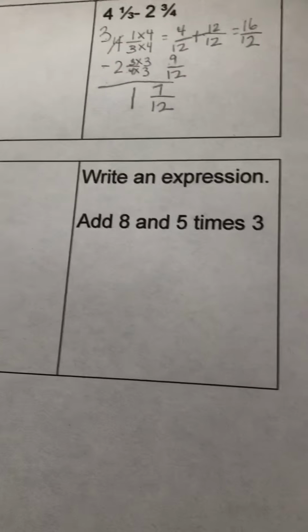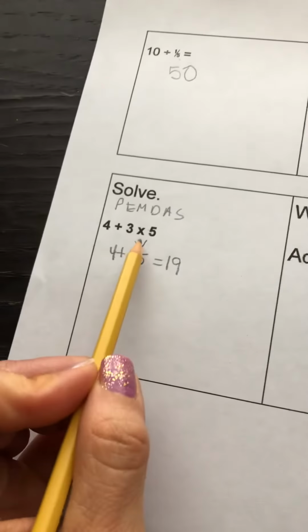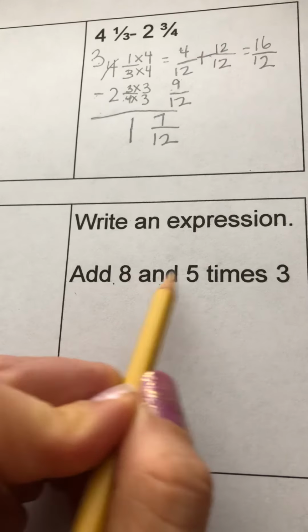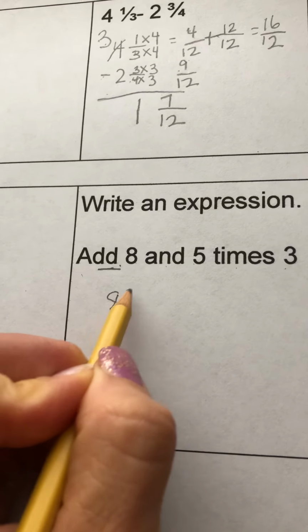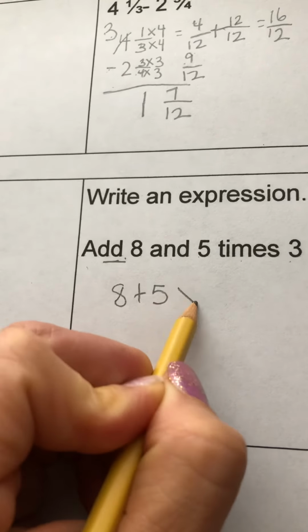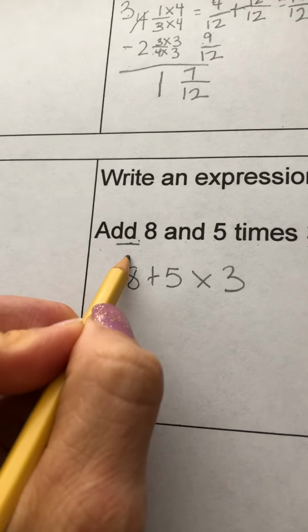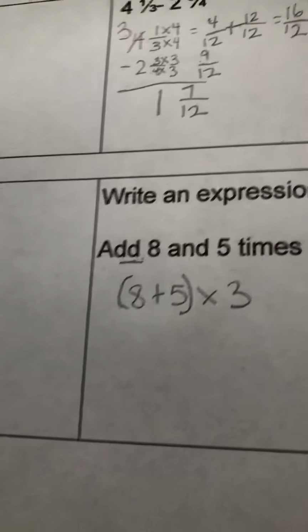Okay, last problem here. Write in expressions. Remember, an expression is something that looks like this. So I need to take these words and make it look like this. It says add 8 and 5 times 3. So I'm going to add 8 and 5 times 3. Okay, now in this case, they're asking me to add that first, so I would put parentheses around that.